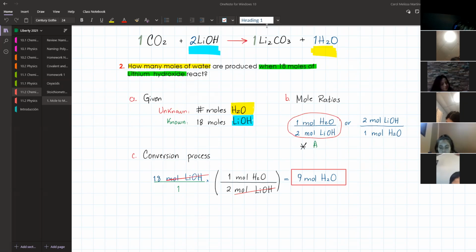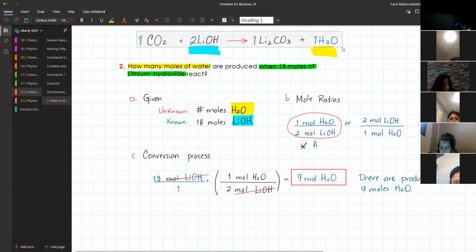How many moles of water are produced? There are produced 9 moles of water. Simple as that. As you can see, it's a very simple process. If you follow it in order, you will be okay. Now you can do this also by just analyzing the question.